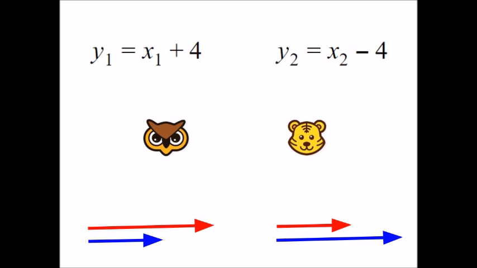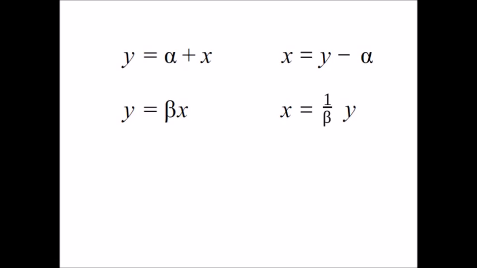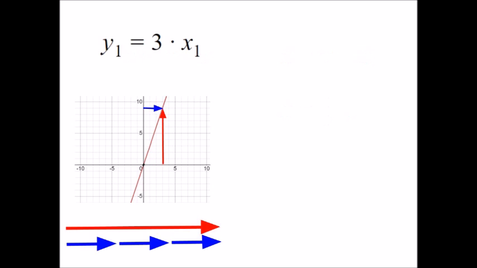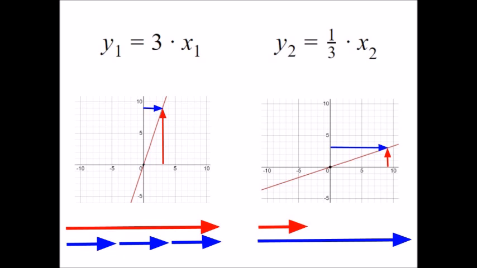Hey, owl, where's your friend? To the right. Hey, tiger, where's your friend? To the left. Multiplication, undone with division. Consider this function. At a random point, y is longer than x. The inverse function, y is shorter.